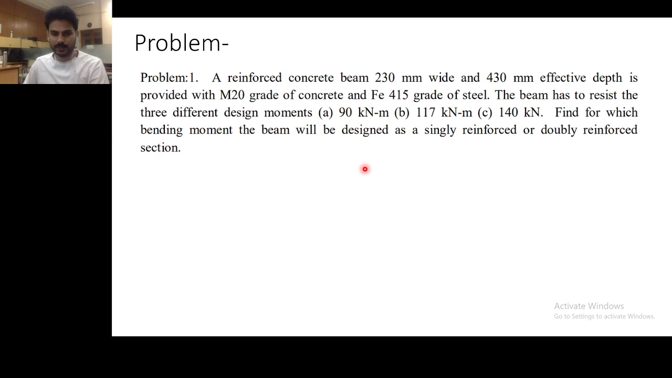I will give the hint: we have to calculate the MU limiting, and compare the MU limiting with whatever moments are given. If our MU limiting is greater than the moment given, then it will be one type of design, and if it is less than that, then it will be a different type of design. That you have to answer. Okay, you try first, and then we will discuss.